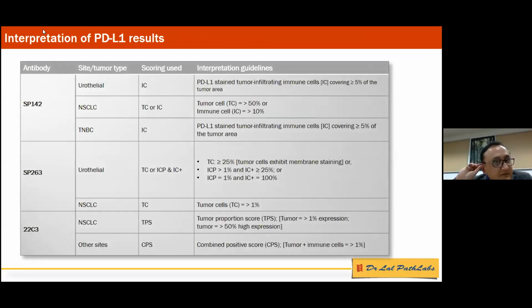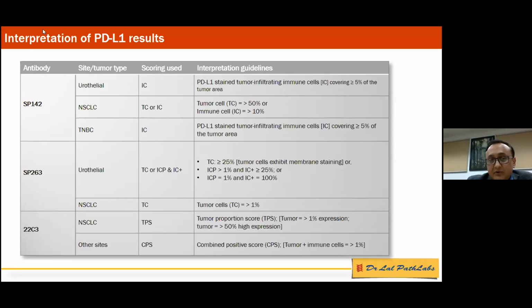And we must also remember that the reporting that we do for PDL1 for each of these varies on the type of malignancy and the clone that we are using for testing. Like in some cases, more than 1% would be positive. Like when we use clone 22C3 for non-small cell carcinoma, any expression more than 1% is considered as positive. While when we use SP263 for urothelial carcinoma, more than 25% is considered positive. SP142 for non-small cell lung carcinoma, more than 50% positivity is considered as positive.